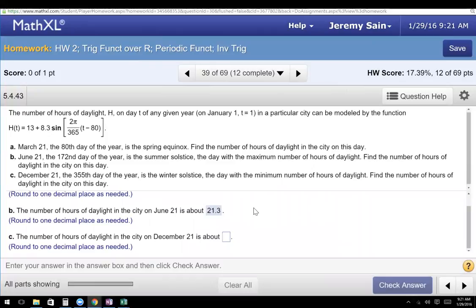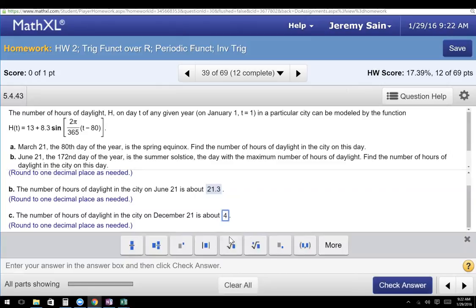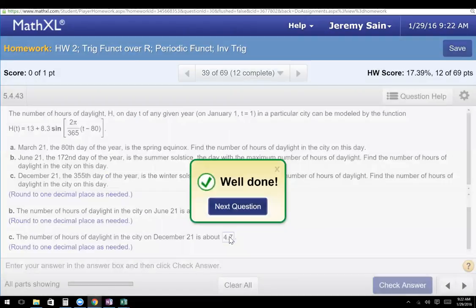Could you have guessed that without actually doing all that? Because it says it's the summer solstice. What does solstice mean? You learn that growing up. First one was the equinox. Did you know what that meant? Yeah, the solstices are the longest and the shortest day of the year. The equinoxes are the 2 middle length days. So sure enough, for the equinox, we just got the 13 out front. For the summer, the long solstice, we got the 13 plus the 8.3. And for the short solstice, in the winter, we're going to get 13 minus 8.3. So it's going to be like 4.7 hours, which seems like a miserable place to live. That's the number of hours of daylight you have.